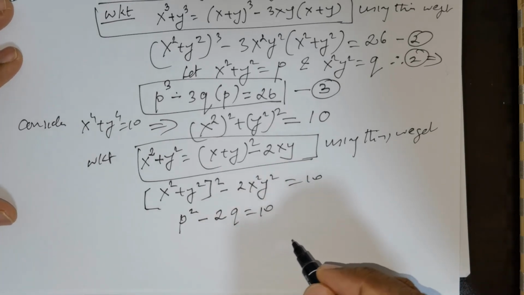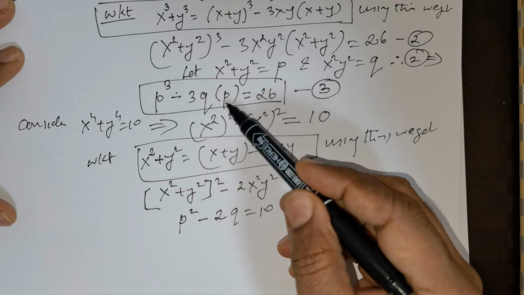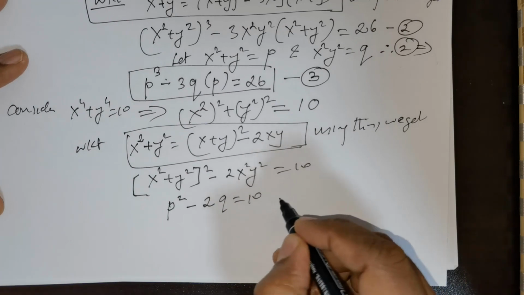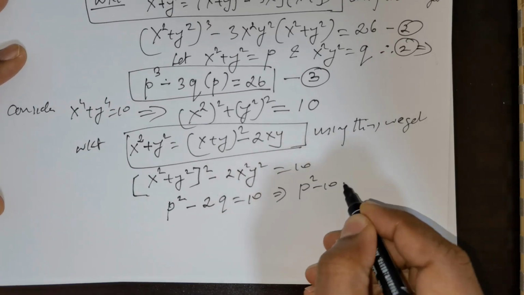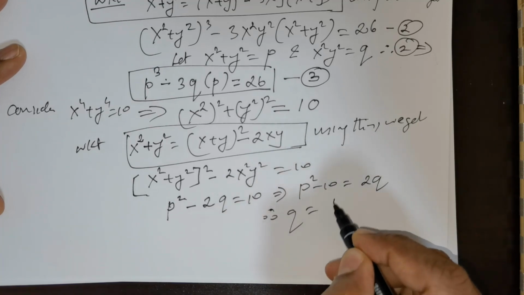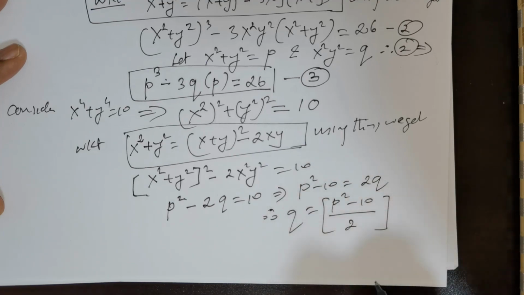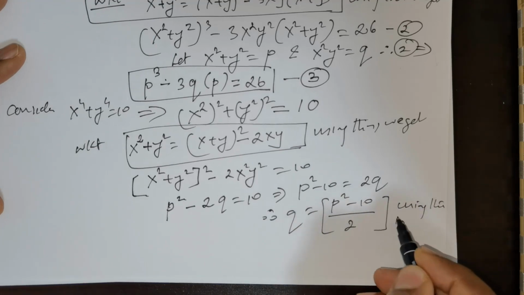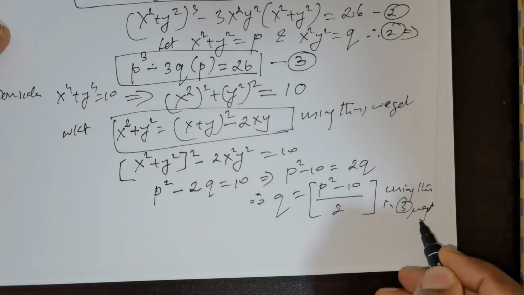Now what I wish to do is take that q out of equation 3. So for that I need to get a representation for q. This means p squared minus 10 is equal to 2 times q. So therefore q is equal to (p squared minus 10) divided by 2. So this is what we've got. So using this in equation 3, what do we get?